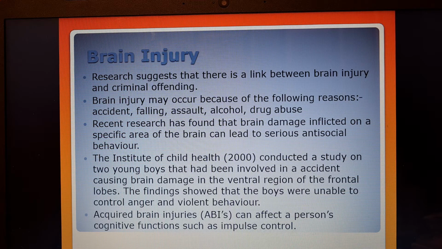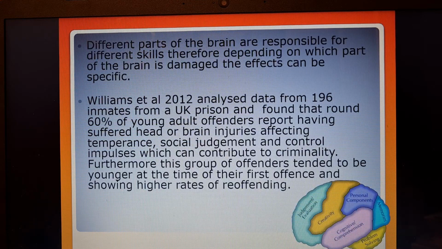Acquired brain injuries, or ABIs, can affect a person's cognitive functions as well, such as impulse control, as I was talking earlier. Different parts of the brain are responsible for different skills, which is called brain localization. Therefore, depending on which part of the brain is damaged, the effects obviously are going to be more specific.